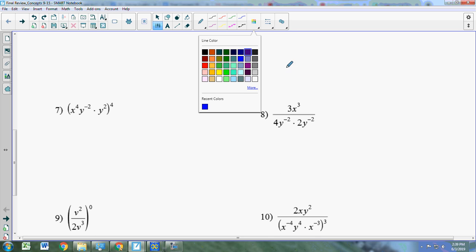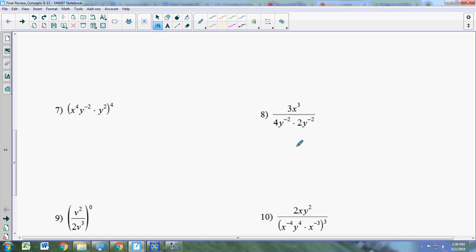All right, so number 8 has a couple of different things going on. First, I would simplify the denominator. For the numerator, we can just leave it, so it'll remain 3x to the third. Now, if you remember, we can multiply the coefficients. That's the 2 and the 4. 4 times 2 is 8. So no problems there. And these both have y bases. So when we're multiplying things that have the same base, we can add the exponents. So negative 2 plus negative 2 is going to be negative 4.